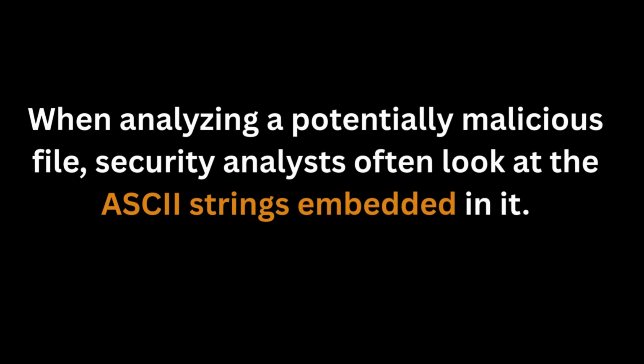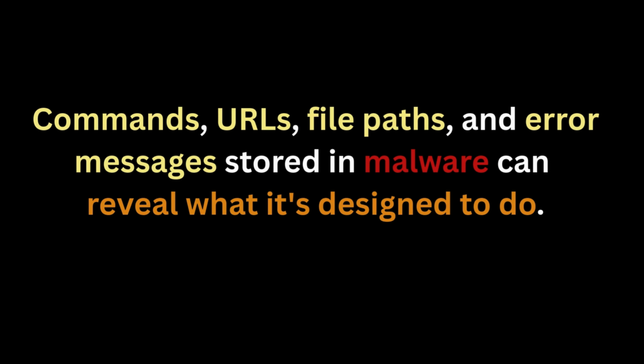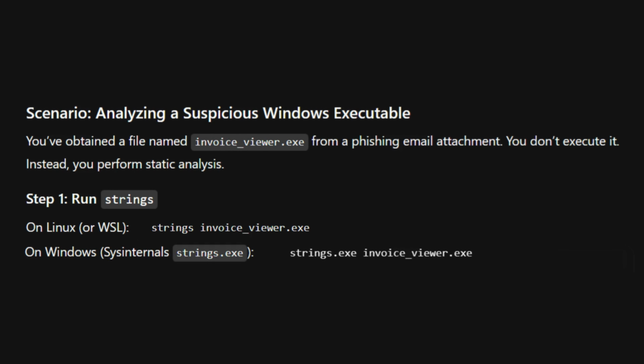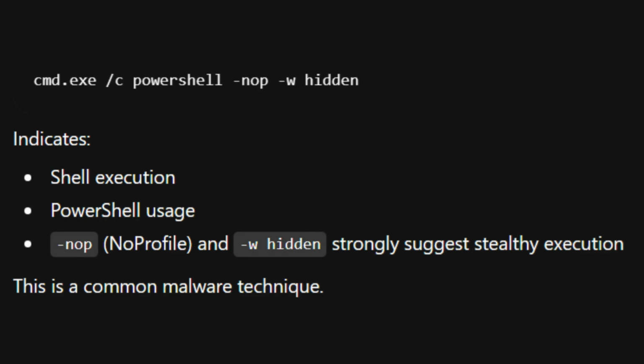Now let's think about examining malware and suspicious files. When analyzing a potentially malicious file, security analysts often look at the ASCII strings embedded in it. Commands, URLs, file paths, and error messages stored in malware can reveal what it's designed to do. Tools like the strings command extract readable ASCII data, text, from binary files. And understanding ASCII helps you interpret what you find.